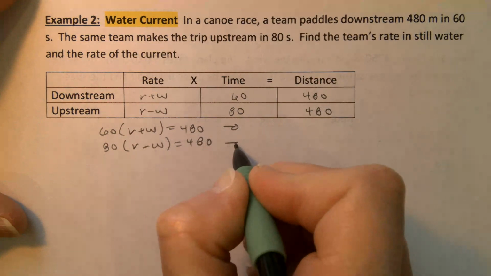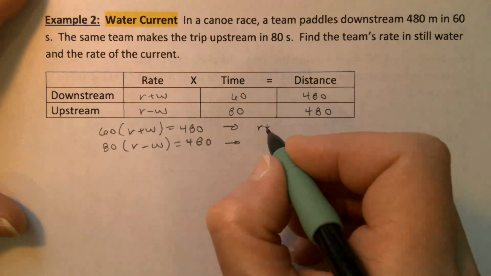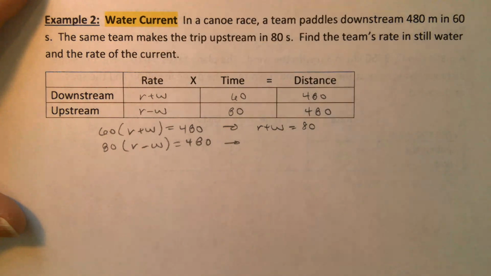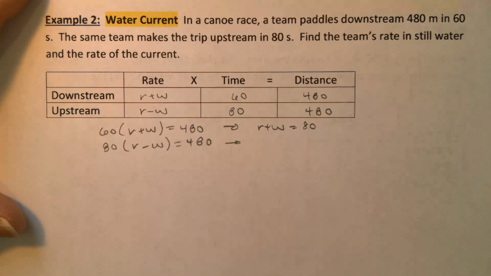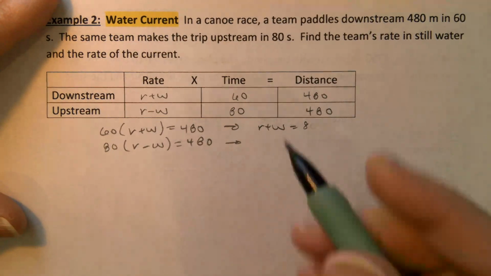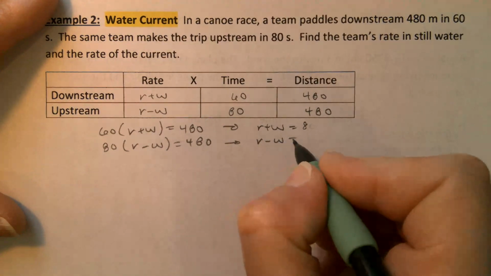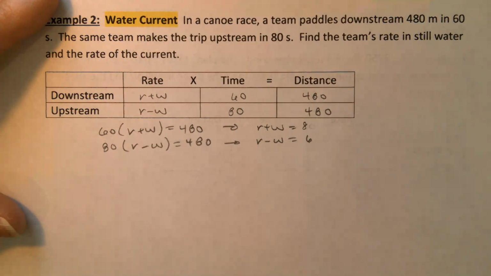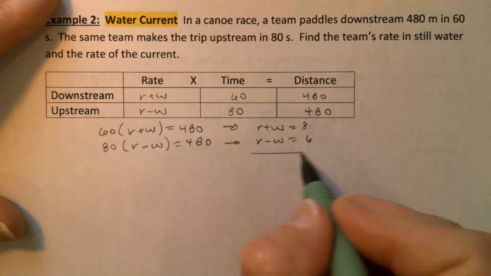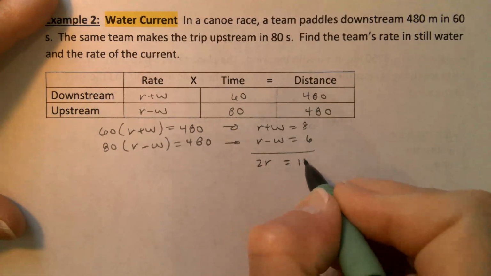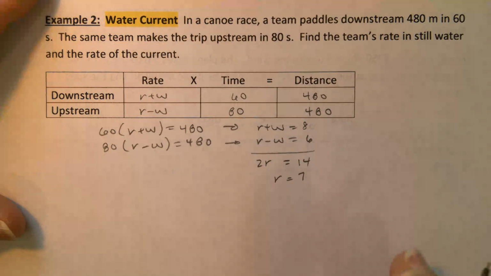So if I divide this one by 60, this is going to give me 8, because 480 divided by 60 is 8. My brain's going. This one's going to be R minus W equals 6, because 480 divided by 80 equals 6. Okay, so this is a pretty easy equation then. So I have 2R equals 14, so R equals 7.